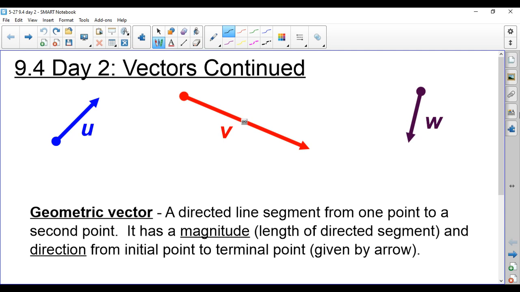There's a couple different ways that we can define vectors. A geometric vector is a directed line segment from one point to a second point. It has a magnitude, which is the length of the directed segment, and a direction from the initial point to the terminal point. Every vector is drawn with an arrow at the end to show that it has a starting and ending point. It shows which direction the vector goes in. You don't have a vector if you don't have an arrow. Geometric vectors are really what you were working with in the activity on Thursday.